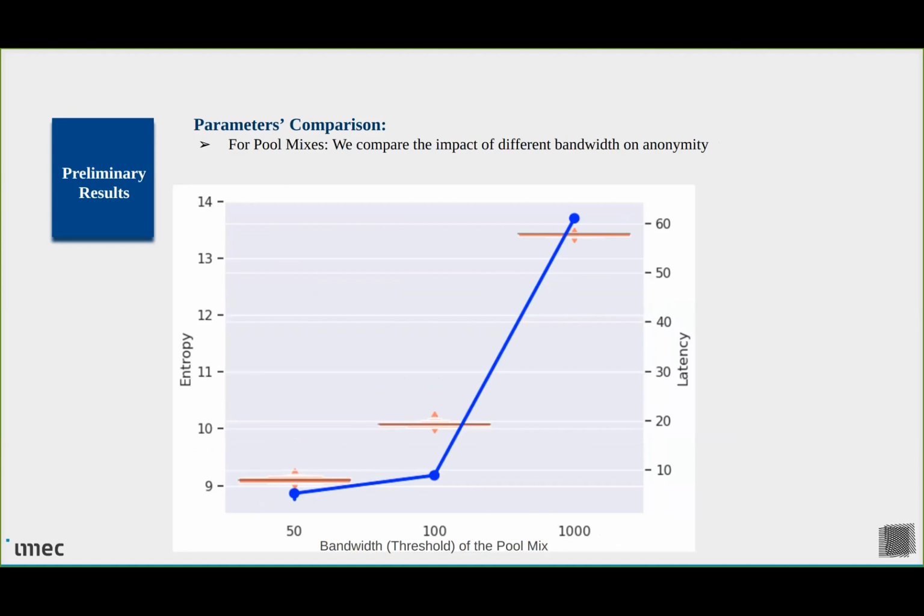We do kind of the same thing with latency and entropy, this trade-off in the pool mix. And here we have three pool mixes, one of 50 bandwidth, the second is of 100 bandwidth, and the third of 1,000 bandwidth. You can see that the latency is higher because here the pool mix will wait longer to collect the 1,000 messages. However, of course, it will provide better anonymity.